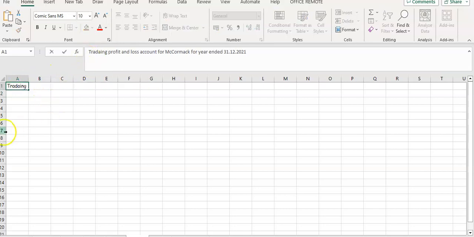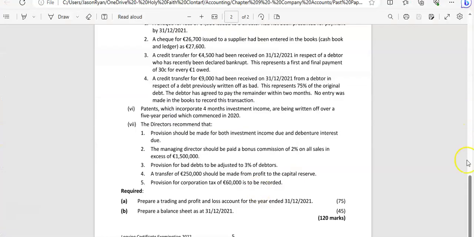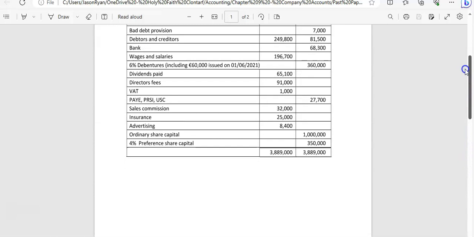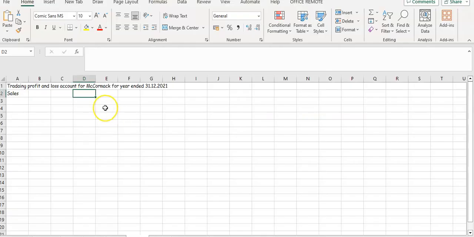So the first part is our trading account. So we know our trading account is sales. And the sales in this question is coming straight from the trial balance itself because we didn't have any adjustments on it. So we're going to go back to our trial balance. I'm going to look for the sales figure. So our sales figure is 1,850,000. And that's going to go to the third column. So 1,850,000.